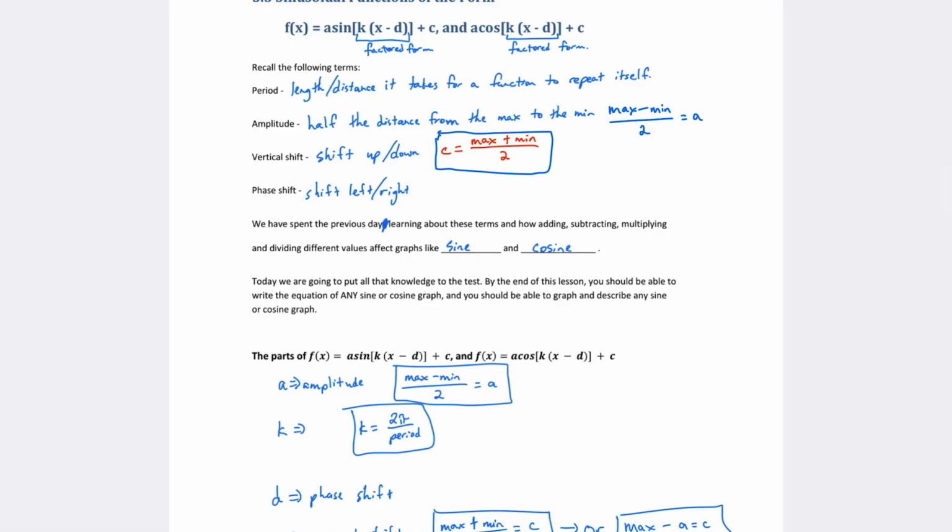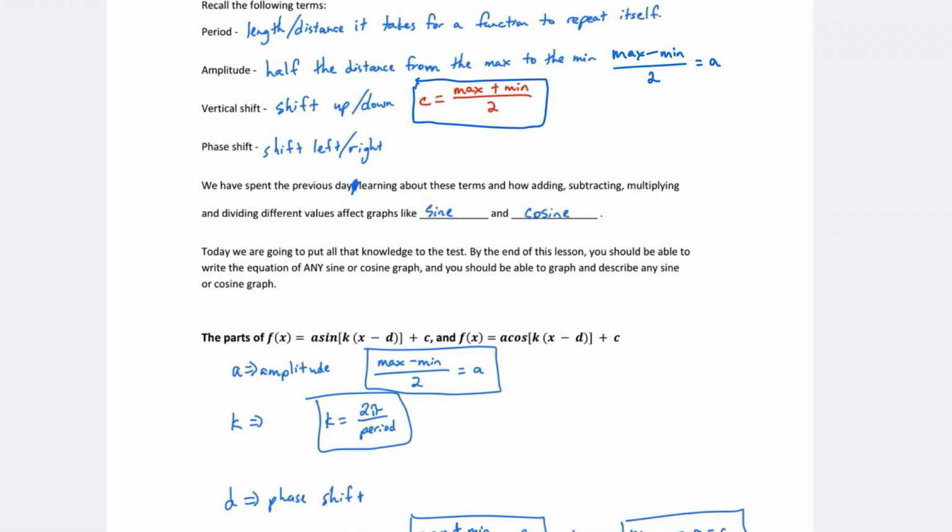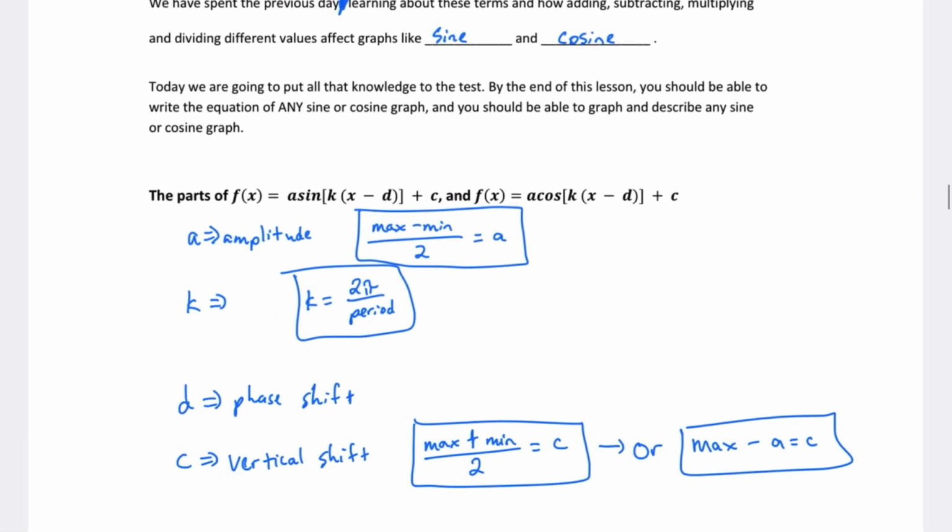We have spent the past several days learning about these terms and how different values affect the graph of sine and cosine. Today we are going to put it all to the test. By the end of this lesson, you should be able to write the equation of any sine or cosine function graph, and you should be able to graph and describe any sine or cosine function.